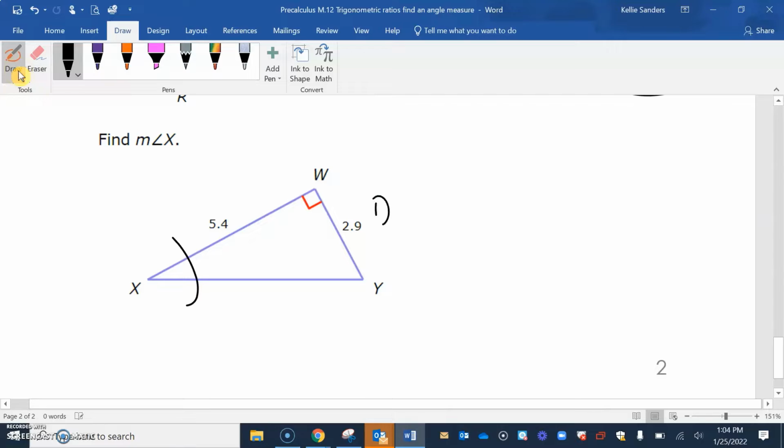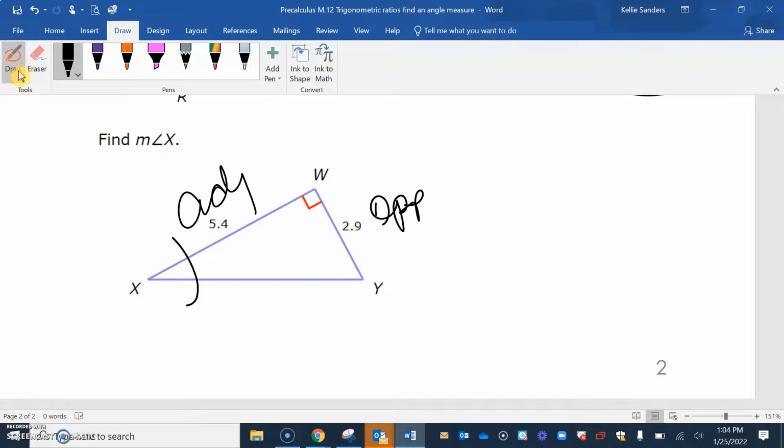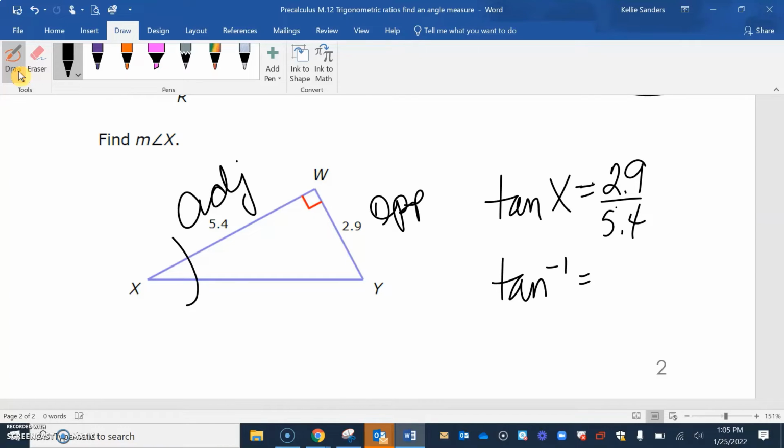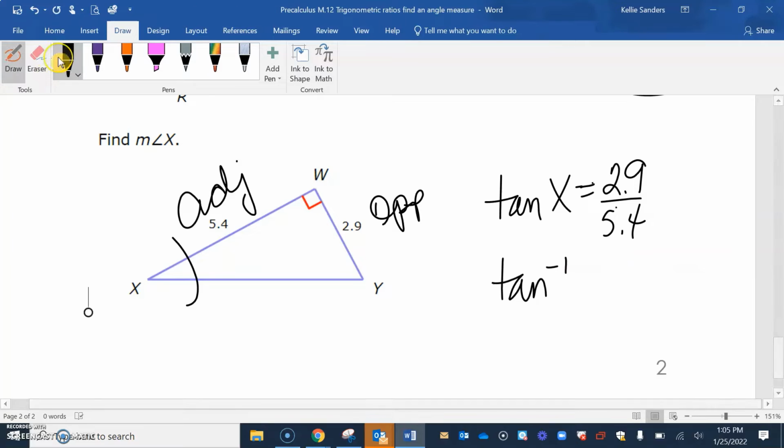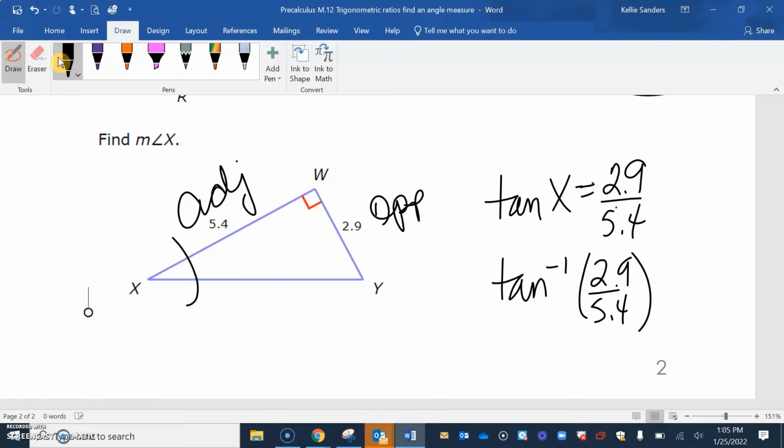Angle X, this is opposite, this is adjacent, so we're going to use tangent. Tangent X equals opposite over adjacent, so we're going to do inverse tangent of 2.9 over 5.4. Grab the calculator. Second tangent, 2.9 over 5.4, 28.2. There you go. It's not too bad.